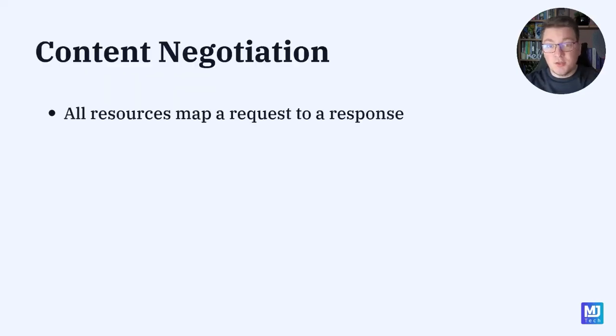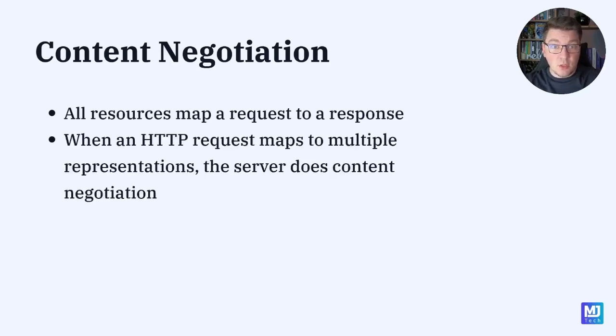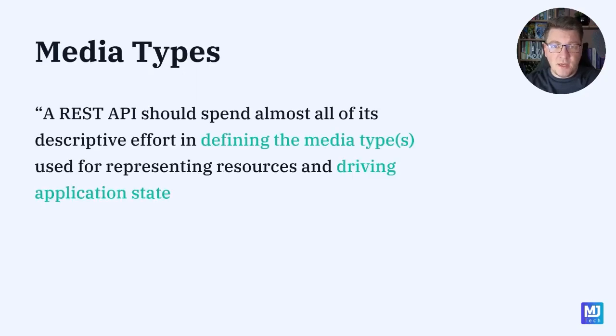So why do we need content negotiation in the first place? All resources inside of our REST API map a specific request to our respective response. The problem arises when one HTTP request maps to multiple representations inside of our API. And in that case, the server needs to do content negotiation on behalf of the client, where the negotiation part is closer to selection because the server simply decides what is the most appropriate content type to use for the response. Here's something that Roy Fielding had to say about media types.